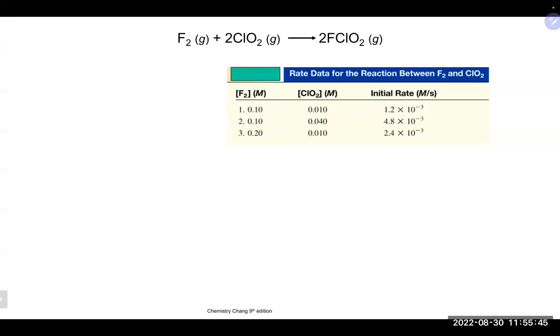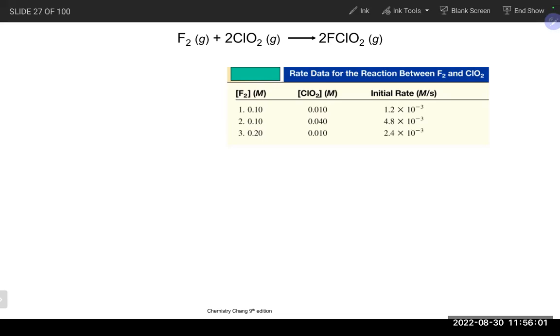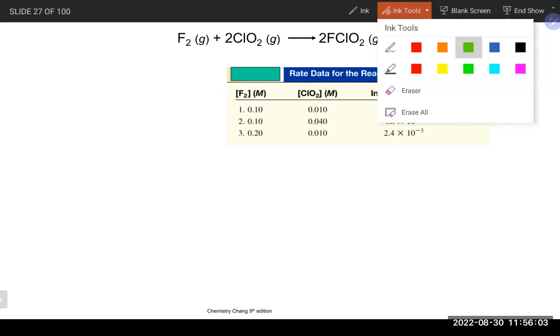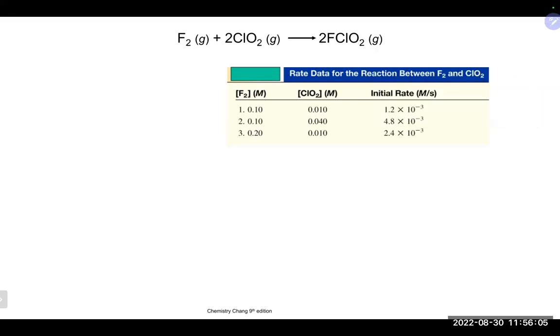And again, in kinetics, you get a lot of tables, and this is again a very common table. So we have some initial concentrations of F2 and ClO2. We also have the initial rates of each of those. So in this particular case, what I would want to do is look at my table here, and I would want to find again 2 entries where we keep one of the concentrations the same and vary the other.